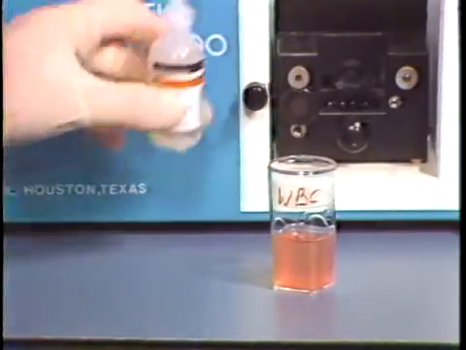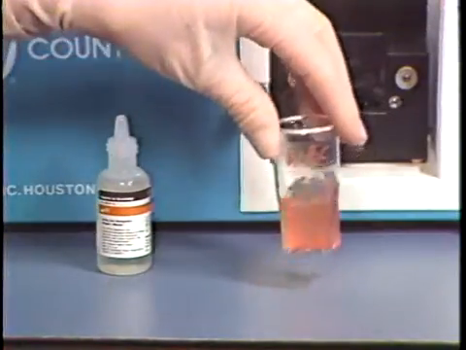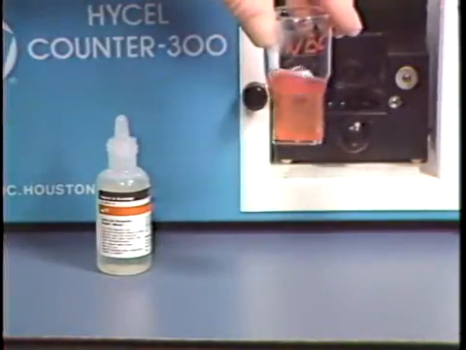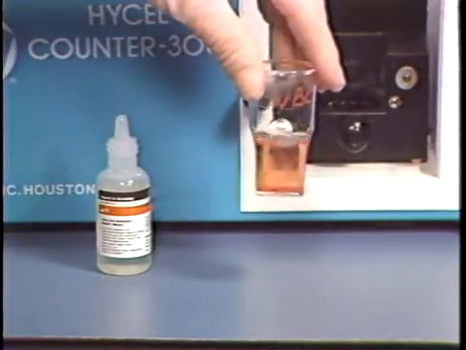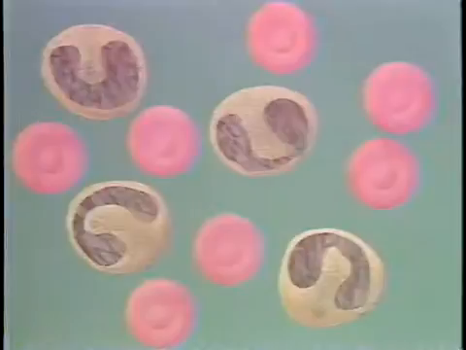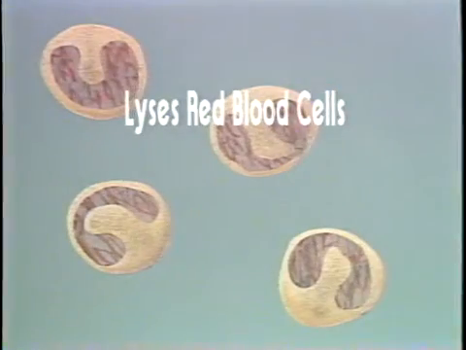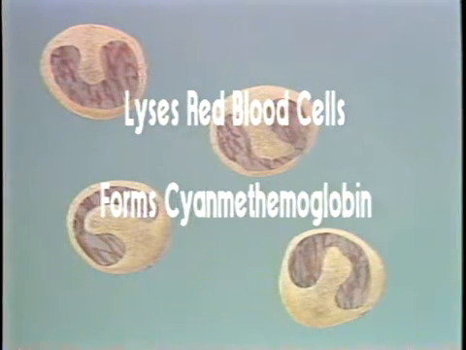Before the hemoglobin concentration or the white blood cell count is made, a lysing reagent is added to the 1 to 400 diluted sample. The lysing reagent has two purposes. One, it lyses or destroys the red blood cells that are in the sample so as to prevent their interference with the counting of the white blood cells. And two, it reacts with the released hemoglobin to form cyanomethemoglobin, a compound which is used in the colorimetric determination of the hemoglobin concentration.